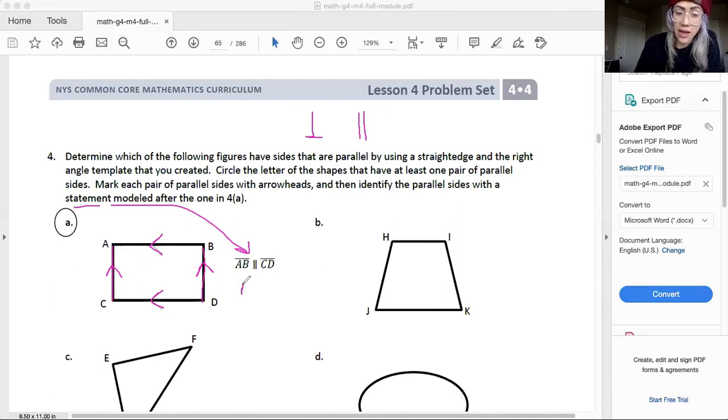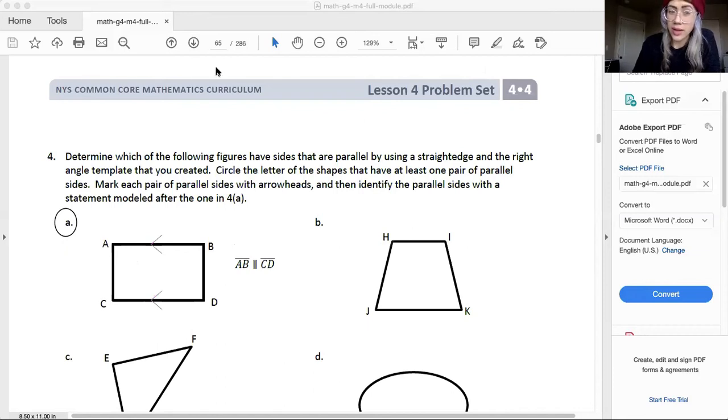So let's write that down right underneath our 4A. Line segment AC is parallel to line segment BD. Okay, so 4A is finished. Bada bing, bada boom, my friends. And so let's go to another one.